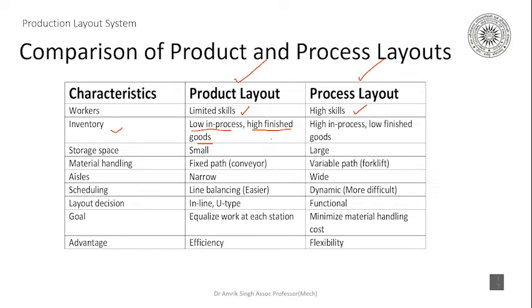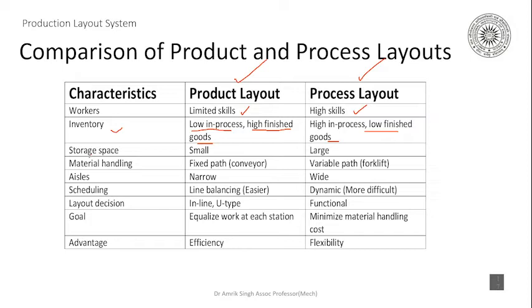there is no in process inventory. Then in the process layout, the WIP is high and the finished good is low. Why? Because the production time is more. So when the production time is more, that means the jobs are waiting.